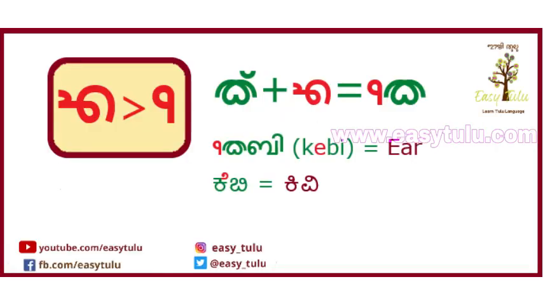Okay, next vowel is e. This is short e. K plus e, ke. Example, kebi. Kebi means ear. Kivi in Kannada. Let us see how it is written. Short e sign is written at the left side of the letter. So first we have to write the short e symbol.